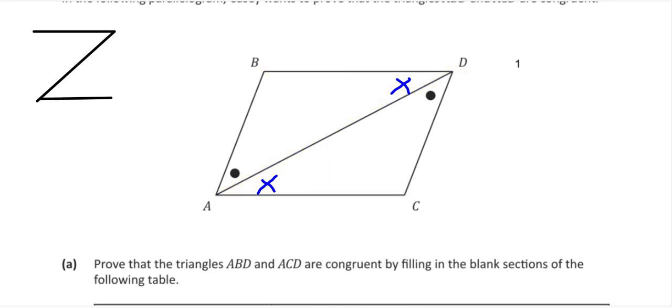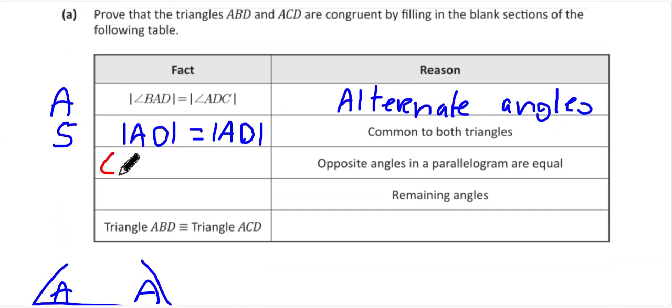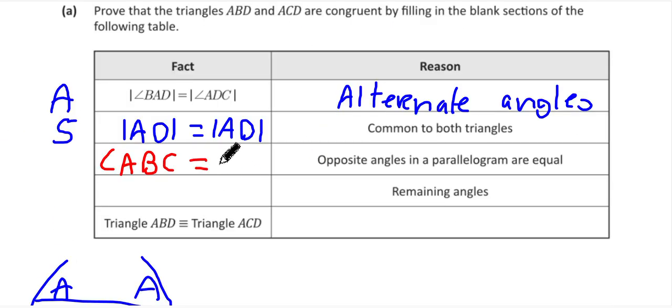They're actually going for this red angle equals this red angle because they're opposite angles in a parallelogram. So it's angle ABC equals angle ACD, which is sort of silly.